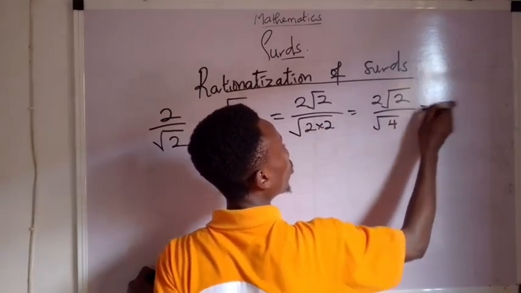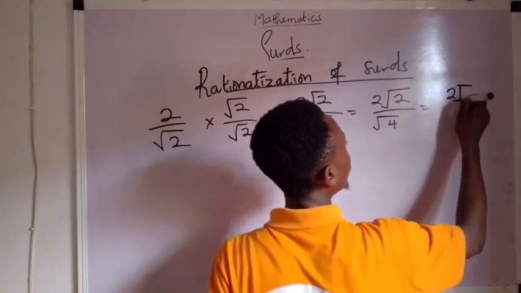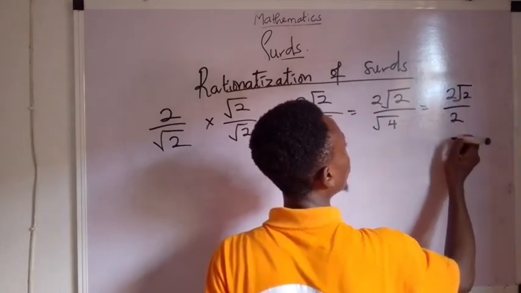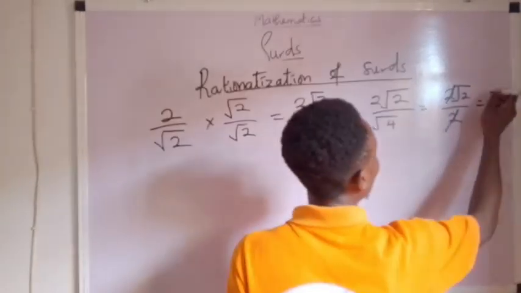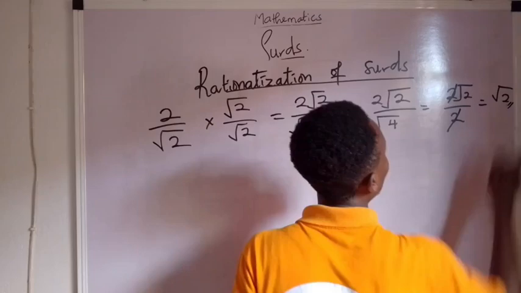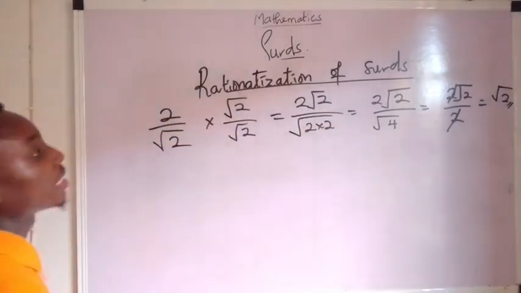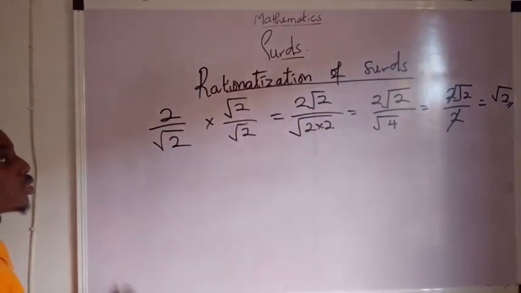Root 4, which will now be what? 2 root 2 over 2. 2 can cancel 2, take note, which will now be what? Root 2 as our final answer. Now, that is our answer after rationalizing the surds.